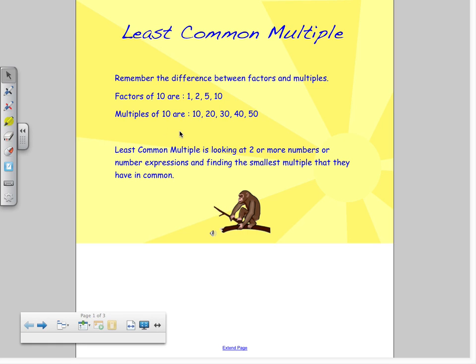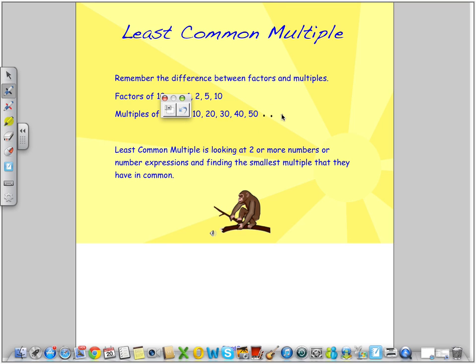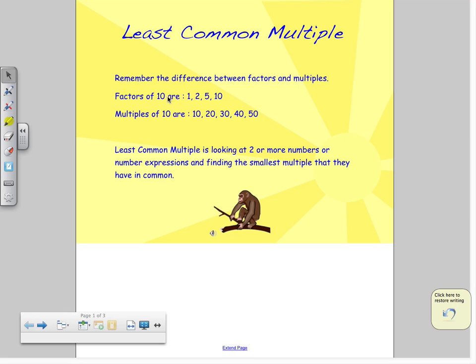Multiples of 10 are numbers that 10 itself can go into: 10, 20, 30, 40, 50. And it is not finite, it's infinite. They go on and on. You can continuously find multiples of 10. So what I should say is dot, dot, dot. So my dot, dot, dot went away, but basically here it is.